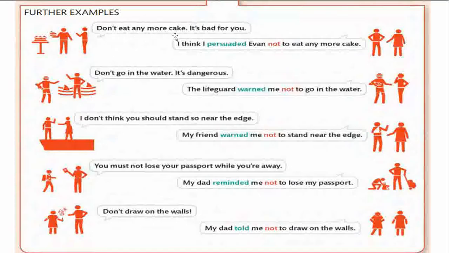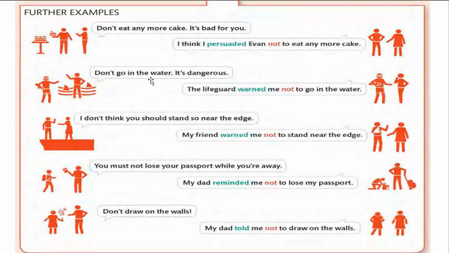Don't eat any more cake. It's bad for you. I persuaded Ivan not to eat any more cake. The reporting verb is persuaded. How do we change the word don't or do not? We change it to not to eat. Not and then the infinitive. Not to eat. Let us see the next example.